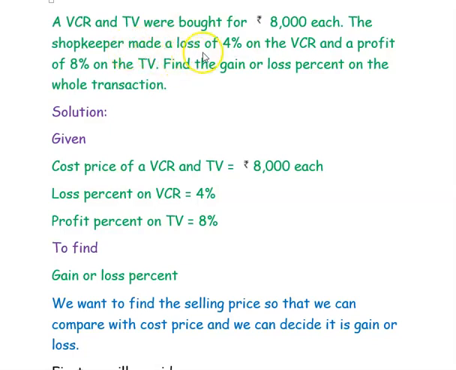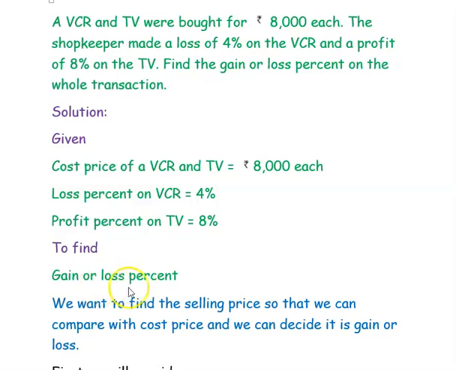Next example given is: a VCR and a TV were bought for rupees 8,000 each. The shopkeeper made a loss of 4% on the VCR and a profit of 8% on the TV. Find the gain or loss percent on the whole transaction. Solution. First let's see what is given. The cost price of a VCR and TV is equal to rupees 8,000 each. That is, the cost of VCR is 8,000 and the cost of TV is 8,000. Now the loss percent on VCR is 4% and the profit percent on TV is 8%. Now we want to find gain or loss.